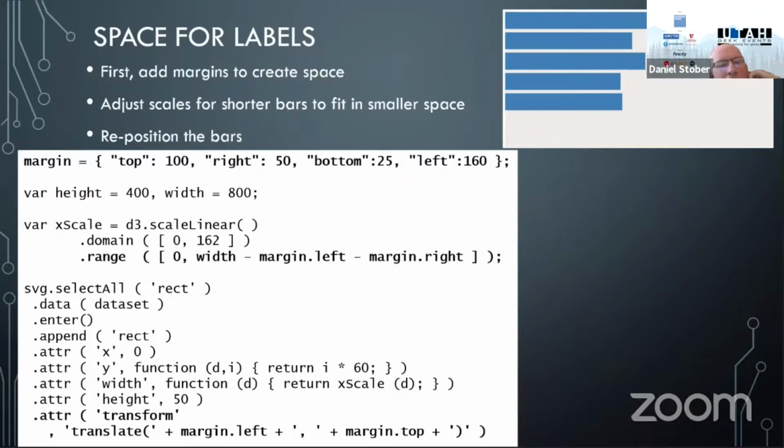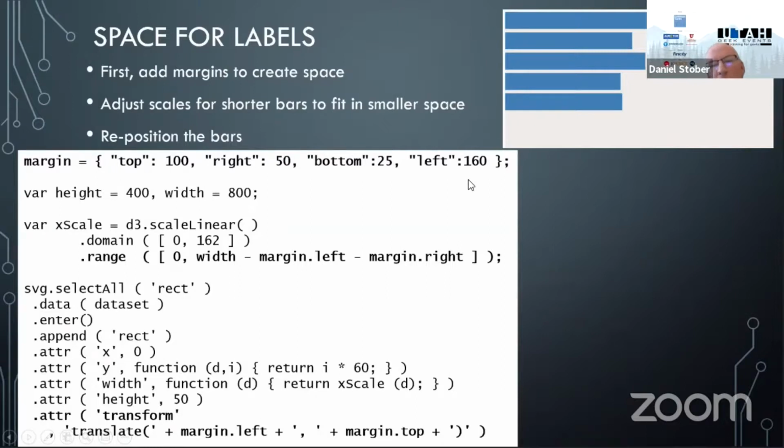SVG. And the typical way that that's done, again, this is a convention, the margin convention that's very common in the D3 community, is to create a variable that's of a dictionary type and essentially define the 4 values, top, bottom, left, and right, done like that.